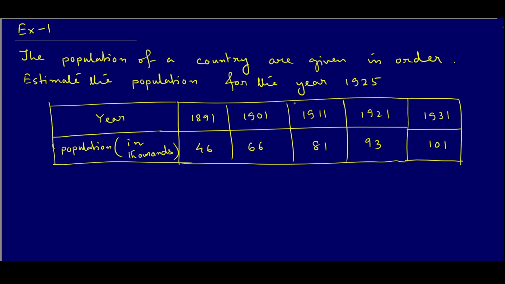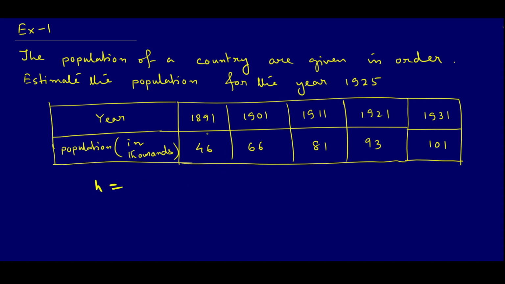So the population of a country is given in order for different years. You see, the first is 1891, second is 1901, then 1911. So the difference is what? Age 10. At which year we have to find the value? 1925. So see, the starting number is 1891 and the last number is 1931. So which one is the middle one? The middle one is our 1911.